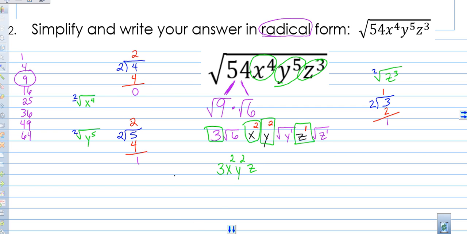Okay? Then all the stuff that's under the radical can be put together, and so you'll get the square root of 6yz. Okay? And that'll be our final answer.